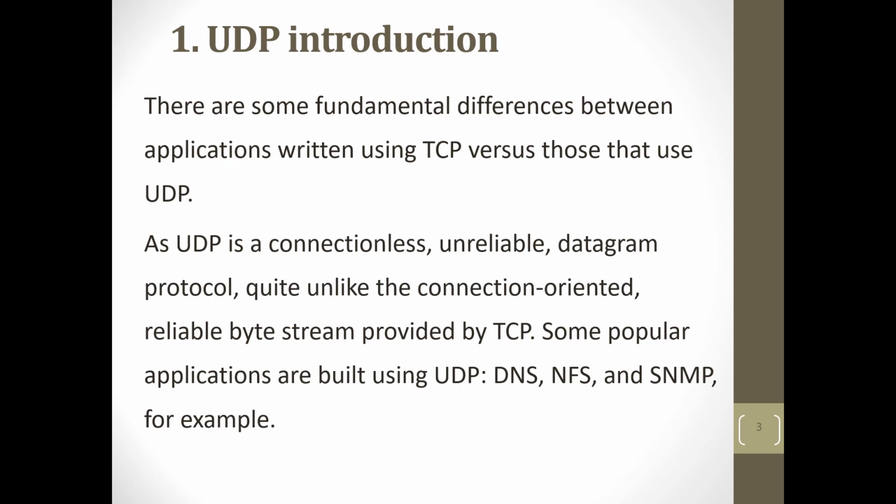UDP. There are some fundamental differences in creating UDP applications and TCP applications. We cannot follow the same procedures or the same steps for both TCP and UDP sockets. As we already discussed in lecture number 1, UDP is connectionless, UDP is unreliable, it is a datagram protocol, quite unlike the connection-oriented reliable byte stream provided by TCP. TCP is reliable, UDP is unreliable, TCP is connection oriented, UDP is connectionless. All these points we already discussed in lecture number 1. You can refer to lecture number 1.